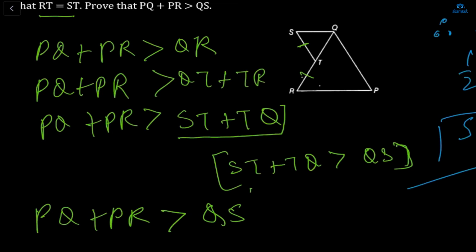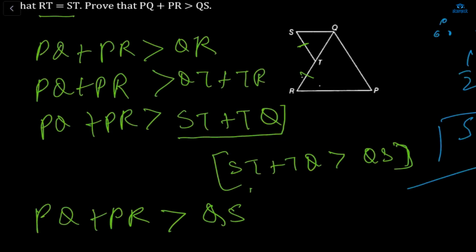Ma'am, in triangle QST, I wrote that QT plus TS is greater than QS. And then from equation 1 and equation 2, we get that PQ plus PR is greater than QS. Ma'am, can I send you the picture? Yeah, you send it, then I will check it.